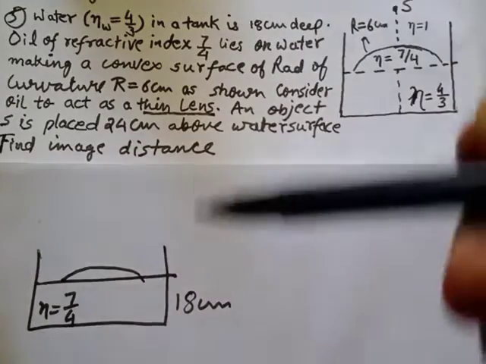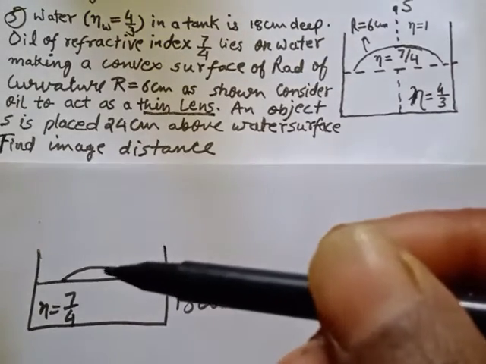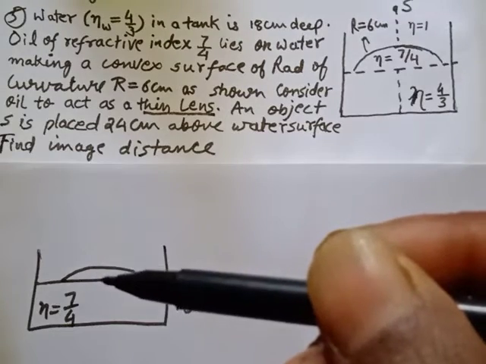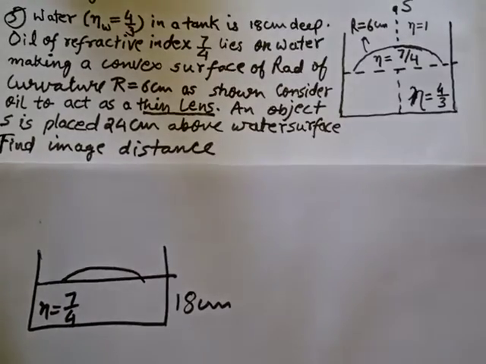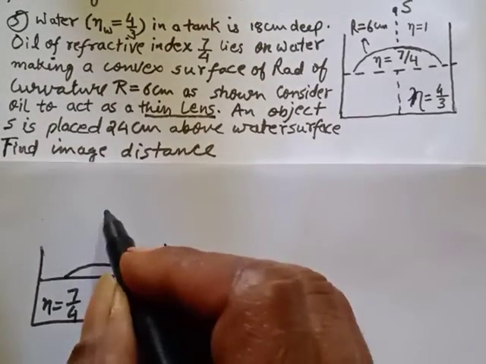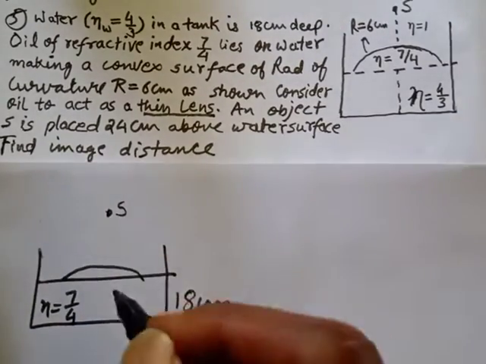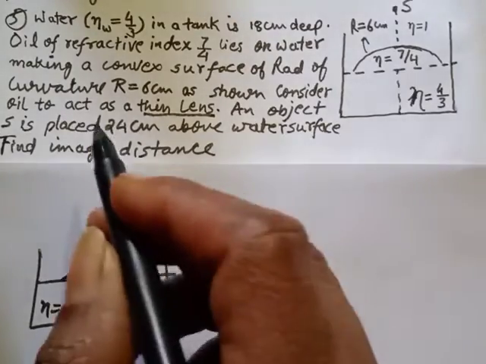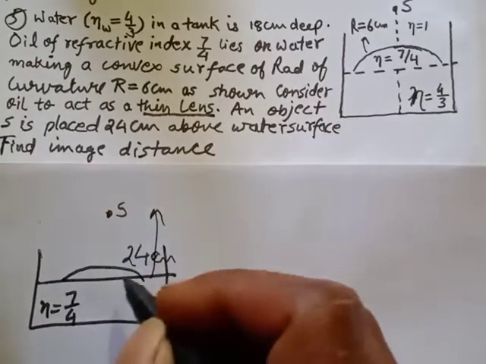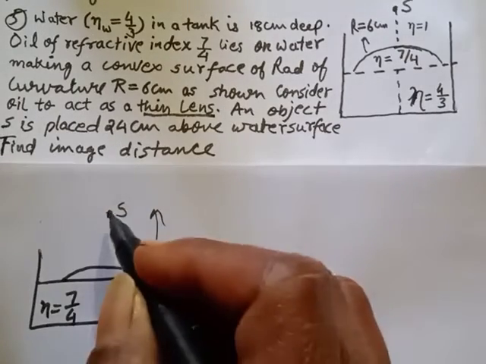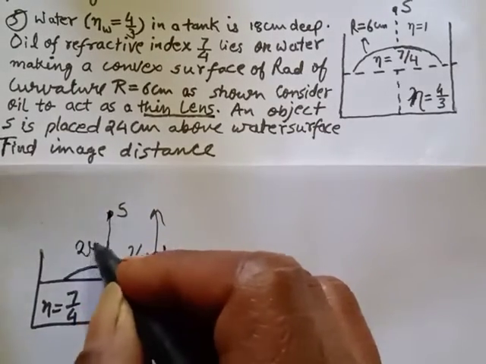In order to neglect distances taken from this level or this level, we can assume both coinciding on the same point. Okay, so here is that source, that object S, and it is 24 centimeter above the water surface, but as it is acting as a thin lens, this is also considered as 24 centimeter.